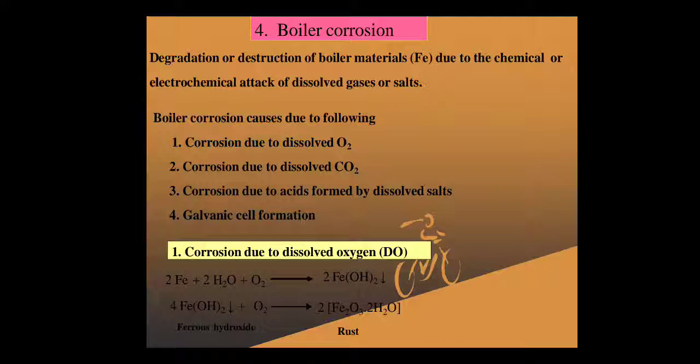First, corrosion due to the dissolved oxygen. How does this corrosion take place? See here, iron metal in presence of excess water and oxygen forms Fe(OH)2, that is iron hydroxide, as a precipitate. And this in presence of excess oxygen forms Fe2O3, that is the hydrated form. We say that this is called rust. So the first cause for corrosion is the presence of dissolved oxygen.